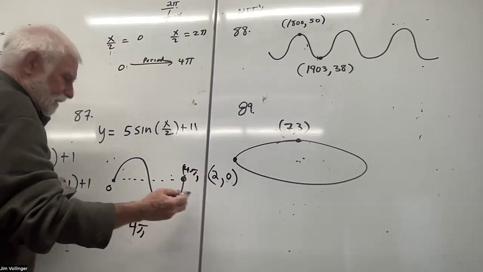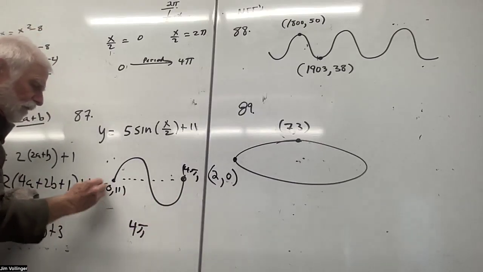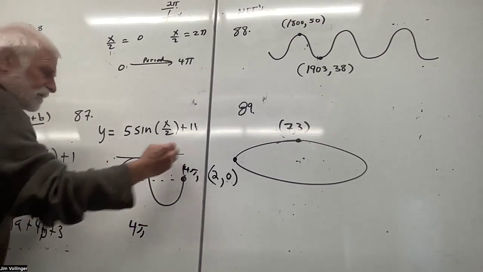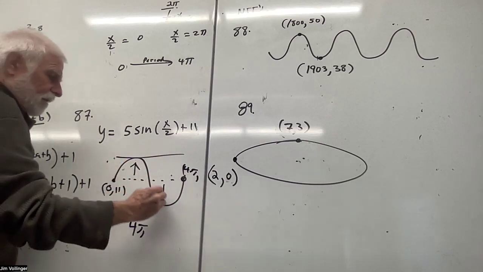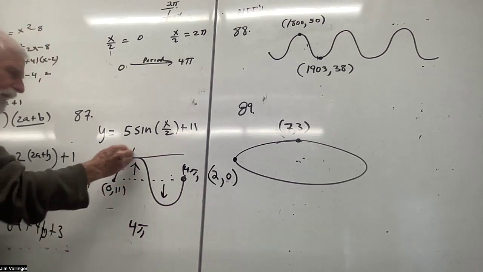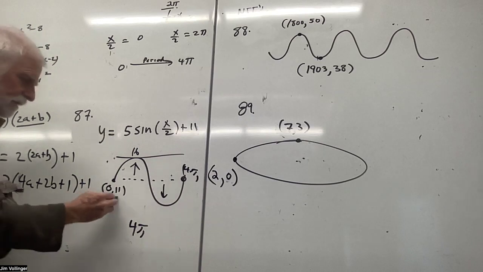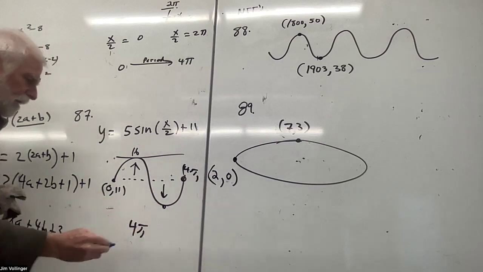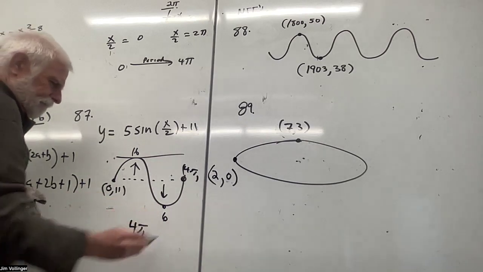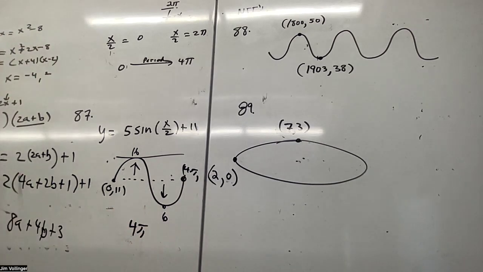That's the middle. I guess I'll show it over here just once. Height of 11. That's 5 up and 5 down. And so therefore, this is a maximum of 16. And this is a minimum value here at 6. Okay, that's enough practice for that.